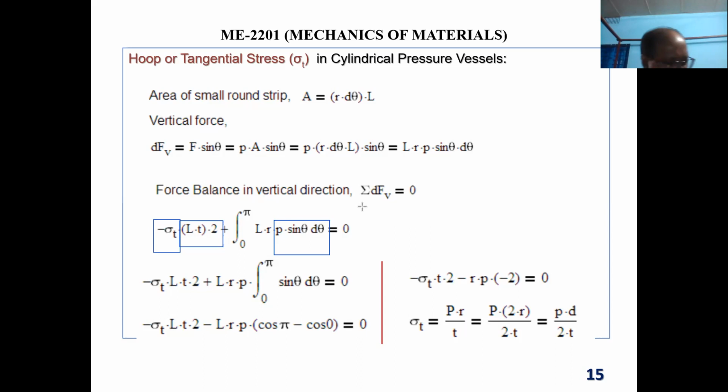You understand now? Yes, sir. It's clear now. Anyone? You scared? No, you should not be scared. You just read one more time. It's very simple. If you are scared of this one, then you haven't seen the thick wall pressure vessel. It's more complex than this one.